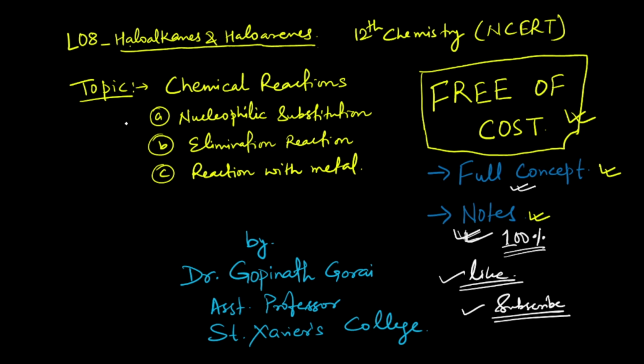So today we have completed nucleophilic substitution reaction. In tomorrow's class I'll complete elimination as well as reaction with metals, or maybe I'll complete the elimination and then go to the reaction with metals, because I'm giving you a very descriptive concept, and notes also in a very descriptive way. Just after that, one revision is required, and after that one revision you can attempt your board examination. And I'm sure you will get more than 90% in chemistry, because chemistry is a very easy subject, correct?